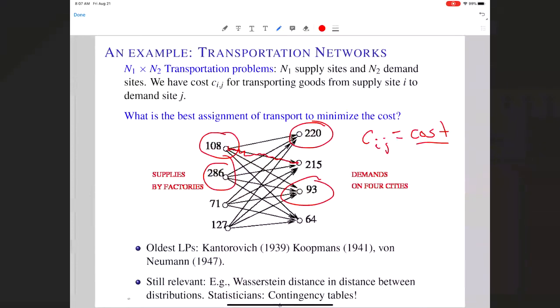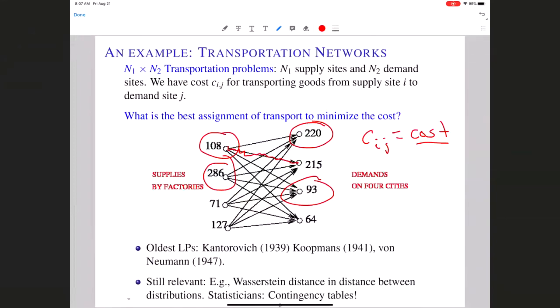So the transportation problem is a very simple question. What is the best assignment you can make of sending the laptops to the cities by minimizing the cost, right? This is minimizing the cost. And this is literally one of the first linear optimization problems in history. And Kantorovich and Koopmans got the Nobel Prize in economics for their papers about this problem as well. But so that's something that can be an example of a linear optimization problem.